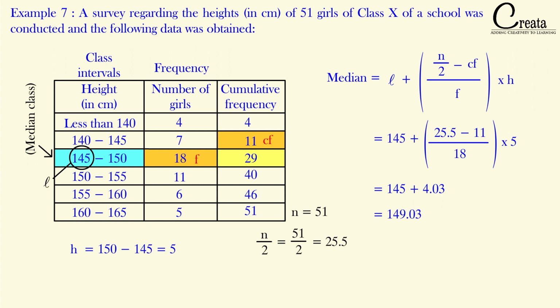And what does it mean? What is it symbolizing? It symbolizes that 50% of the girls are taller than this height of 149.03 centimeters and 50% of the girls are shorter than this height. 149.03 is the middle value. 50% of the class is above this number and 50% of the class is below this number. Got it?